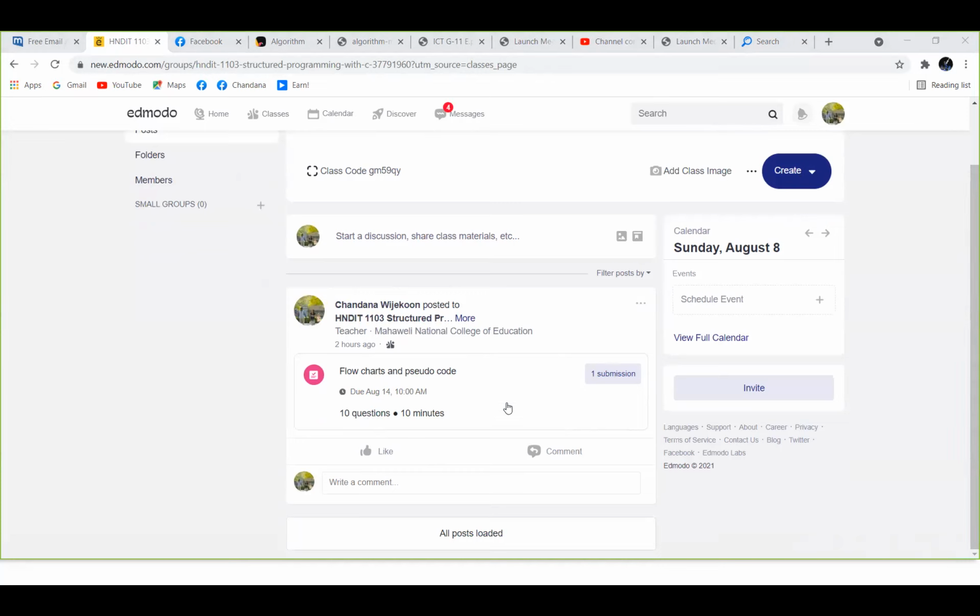Once you find this message on your wall, click on the submission. Click here. Then it will show the questions. It will take 10 minutes. The time is also indicated there. Within this time period, it will not take the whole time, because it is very easy. You can finish it in 5 minutes. However, it will provide 10 minutes to complete.